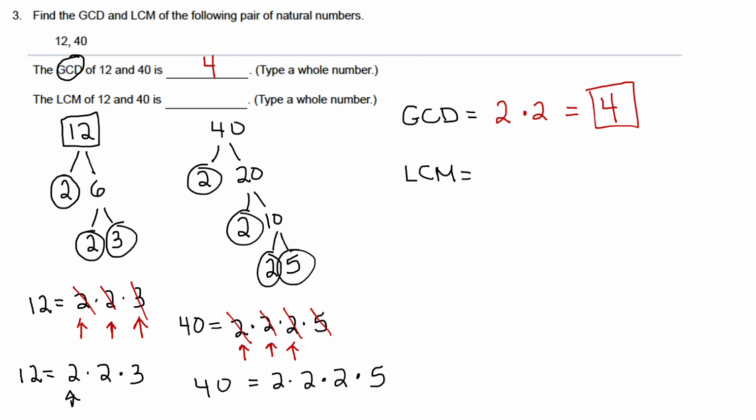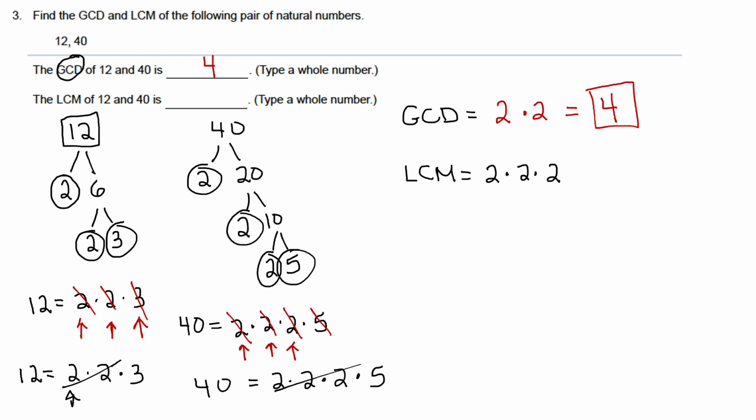First, we'll look at the 2. 2 appears 2 times in the number 12, but it appears 3 times in the number 40. So the greatest number of times that 2 appears is 3 times in any one factor. So we'll write 2 times 2 times 2.